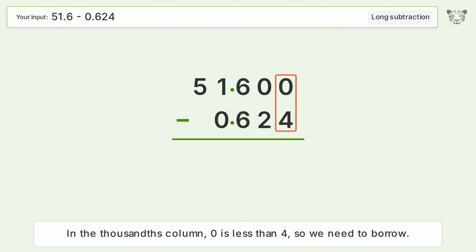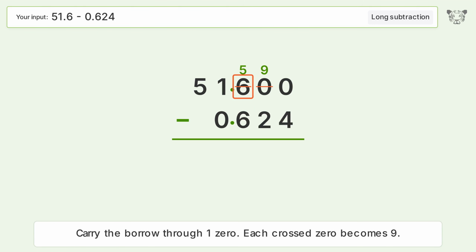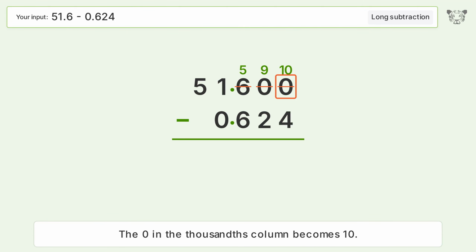In the thousandths column, 0 is less than 4, so we need to borrow. Borrow 1 from the tenths column. 6 becomes 5. Carry the borrow through 1 0. Each crossed 0 becomes 9. The 0 in the thousandths column becomes 10.